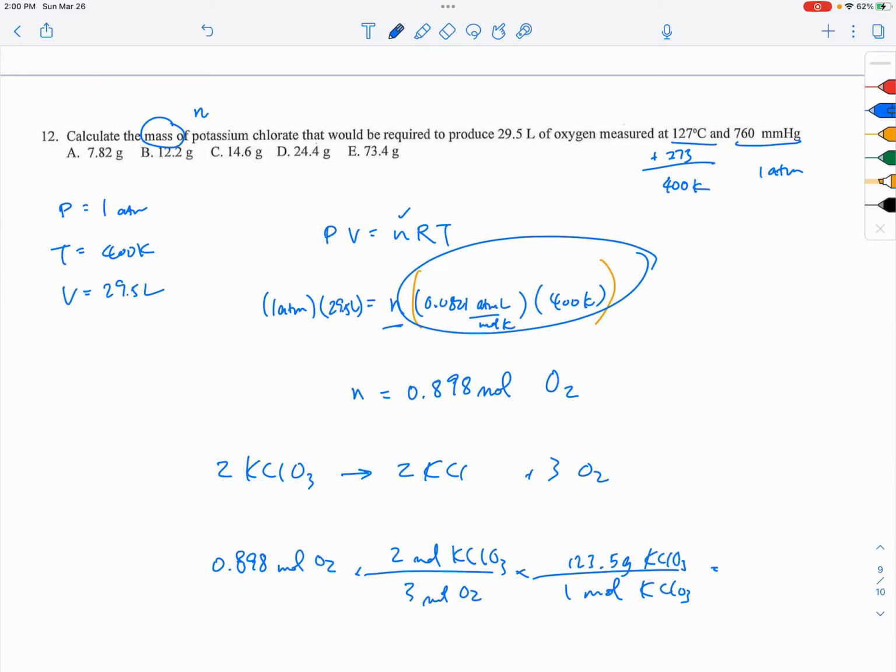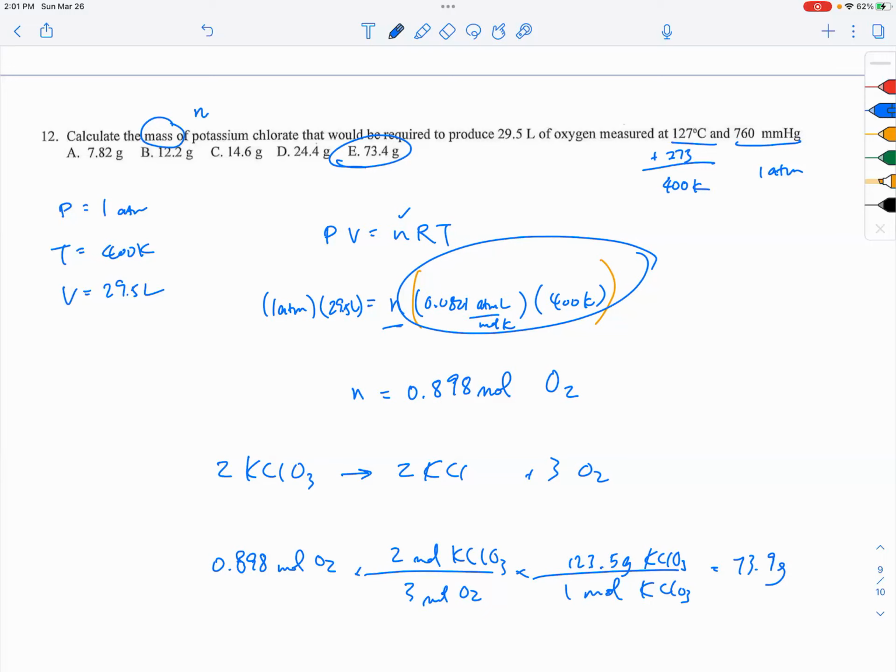So with 123.5, that should give us approximately 73.9 grams. So probably some rounding. Therefore, the answer would be 73.4 grams.